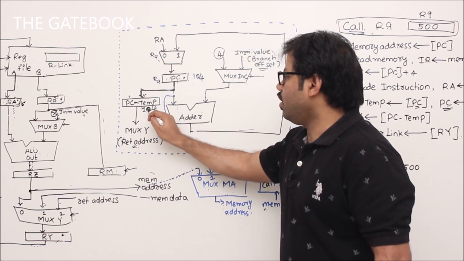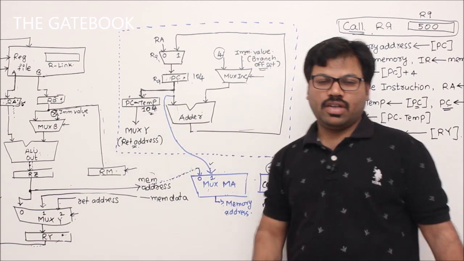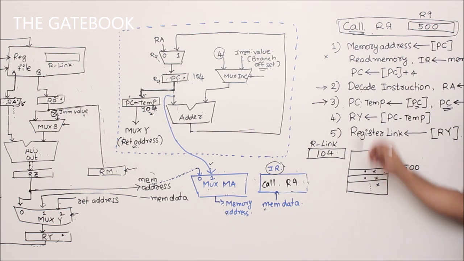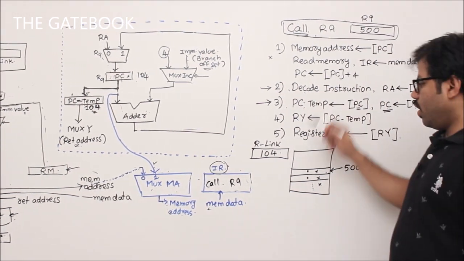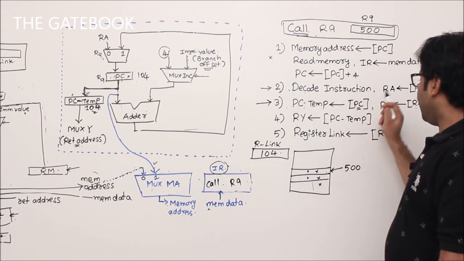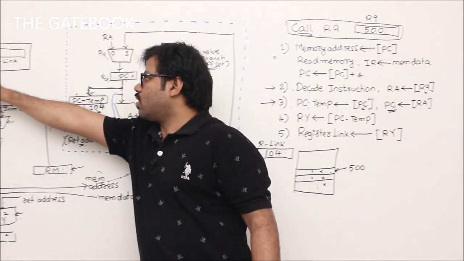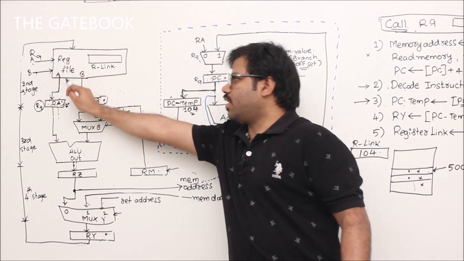Just remember it. Okay, so this is a very important step. Let me revise it. In the second clock cycle or second stage of execution, the instruction will be decoded, so that in the second clock cycle, R9 will be connected here.